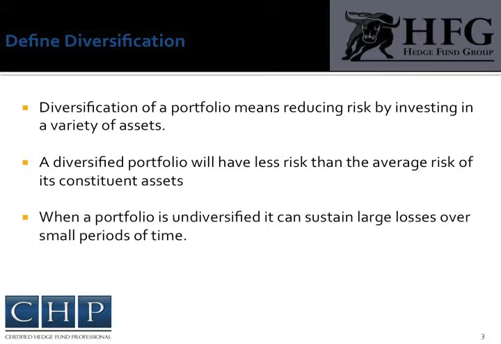Assets and stocks that are highly correlated move in tandem with each other. Highly correlated stocks move in the same direction over a period of time, which makes them subject to large adverse movements. When a portfolio is undiversified, it can sustain large losses over a small period of time.